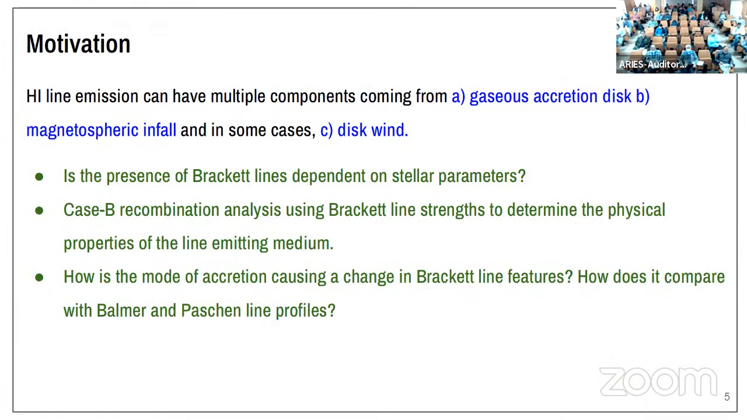Yeah. So what is the motivation for this study? We now know that the hydrogen line emission can have multiple components in the spectra. So one is from the gas accretion disk, magnetospheric infall, and in some cases even disk wind. So these are the questions that we started with. Is the presence of Brackett series lines based on stellar parameters? We started a case B recombination analysis using Brackett line strengths to determine the physical properties of the medium. And finally, how is the mode of accretion causing a change in the Brackett line features or the near infrared line features? And how do they compare with Balmer and Paschen series?